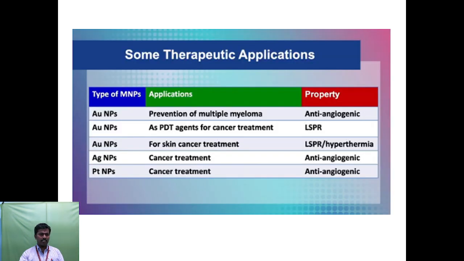Some therapeutic applications are gold nanoparticle, prevention of multiple myeloma. So main property is anti-angiogenic. Gold nanoparticle as a PDT agent for cancer treatment, LSPR. Gold nanoparticle for skin cancer treatment, hyperthermia. Silver nanoparticle in cancer treatment, anti-angiogenic. Platinum nanoparticle in cancer treatment, anti-angiogenic. These are some therapeutic applications of metal nanoparticles.